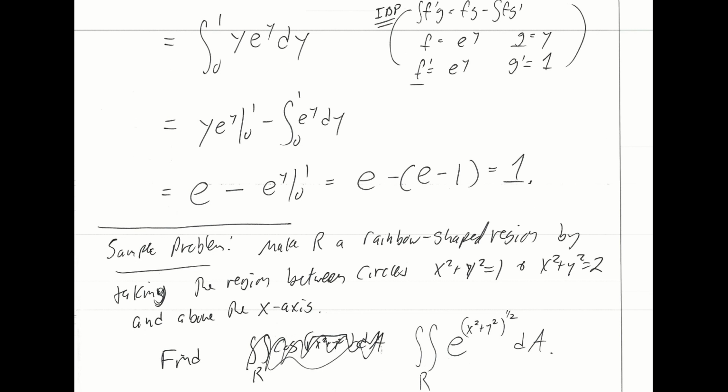Alright, another sample problem. Let's let R be a rainbow-shaped region, and we're going to create this rainbow-looking region by taking the space between the circles x squared plus y squared equals 1 and x squared plus y squared equals 2, and we want the portion of the region between those two circles which also lies above the x-axis. And then I changed my mind about what I wanted your integrand to be, and I've asked you now to find the double integral over that region of this integrand, e to the 1/2 power of x squared plus y squared. So pause the video and give it a go.